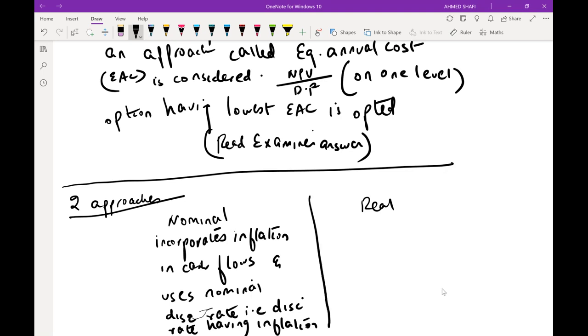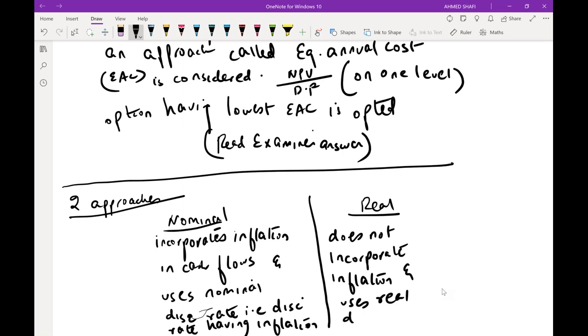whereas real approach does not incorporate inflation and uses real discount rate, that is discount rate not having inflation. Okay, explain two approaches of dealing with inflation.